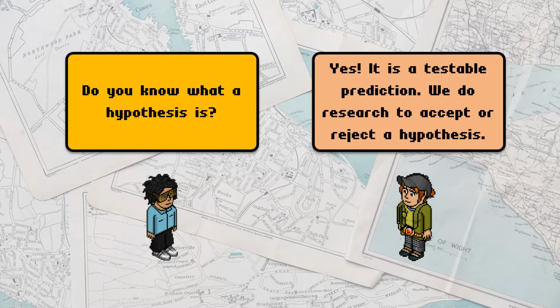Firstly, do you know what a hypothesis is? Basically, a hypothesis is a testable prediction. Before we carry out a research, we should have a prediction of what we want to find out. So a hypothesis is basically something that guides our research. So we do a research to accept or reject a hypothesis.